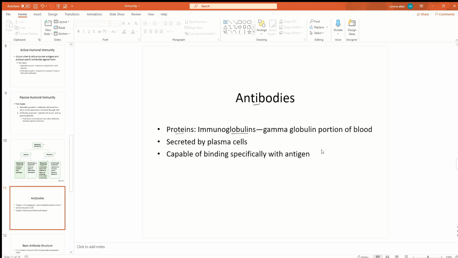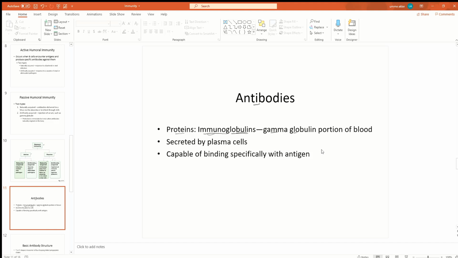Okay. And what kind of globulins? Immunoglobulins, because the globulins give immunity. That's why this type of globulin is called immunoglobulin, which is gamma globulin. Okay.